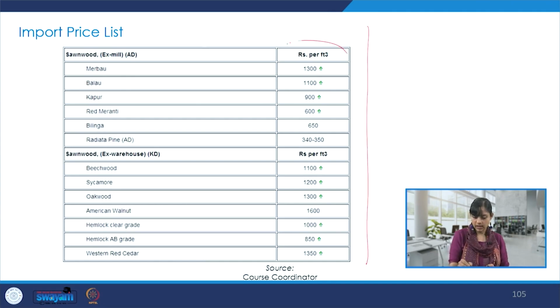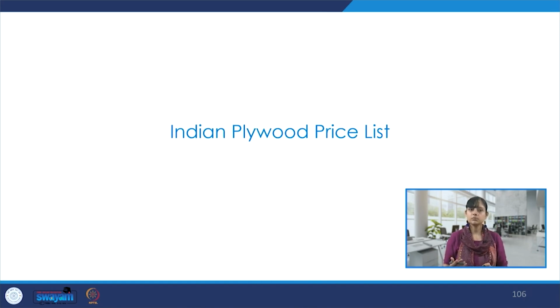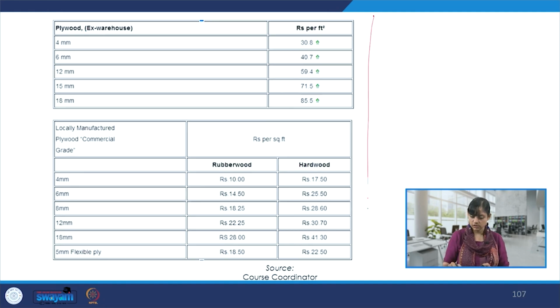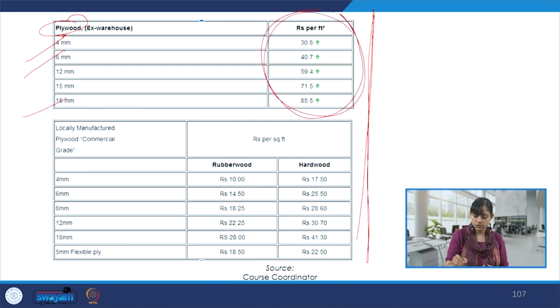Import price list, again INR per cubic feet, and here also we see a huge range, 340 to 350, even 1300 plus and so on. Some Indian plywood price list. So these are just for understanding purposes. So what is available in the market. So if we talk about plywood that we also saw a few slides ago, there are sections which are available in the market, standard sizes, 4 mm, 6 mm all the way to 18 mm, and then there is per square feet cost over here, which has different range, 30 all the way to 85 or 90.